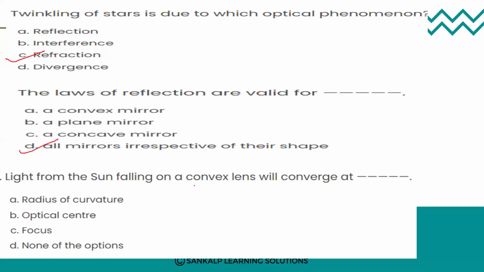Light from the sun falling on a convex lens will converge at a. So here there is a sun and here you have a convex lens. Okay, so let's do it like this. Here it is a convex lens. So suppose you are holding it like this. The light rays are coming like this. Then after refraction, what will happen? The rays will converge. Okay, the rays will converge at a point. That point we call the principal focus or focus. So a convex lens will converge at focus.